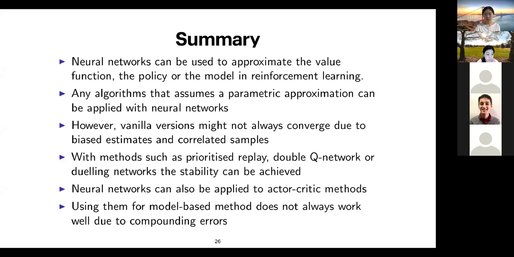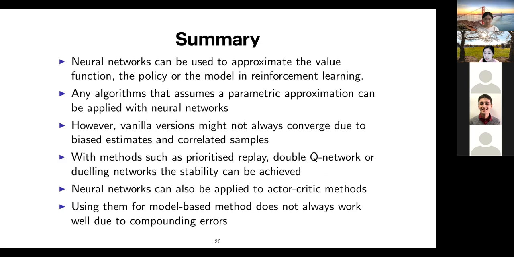So basically, that's why we started with all these different algorithms in RL, and essentially any algorithm that assumes a parametric approximation could be applied with a neural network. You can just replace that parameterization form with a neural network, and essentially that becomes a deep reinforcement learning algorithm, right? So any algorithm that uses a parametric approximation could have its counterpart in deep reinforcement learning.